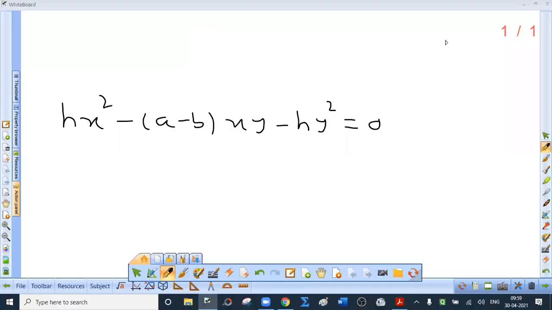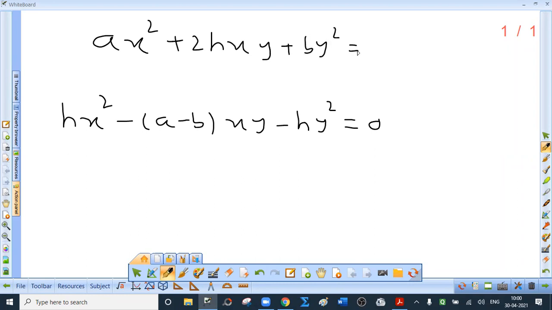Now the last part, that is combined equation of bisector of angle between the lines ax square plus twice hxy plus by square equal to 0. See, I am considering which equation? ax square plus twice hxy plus by square equal to 0. So what is that? It is hx square minus in bracket a minus b xy minus hy square equal to 0. What does this equation represent? Basically, this is combined equation of bisector of angle between the lines given by this second degree homogeneous equation. Is that clear? So that's it for today.